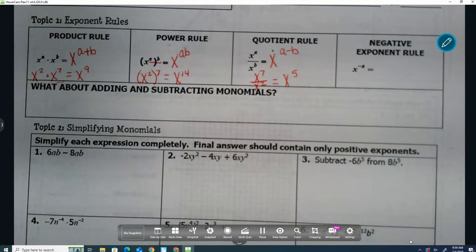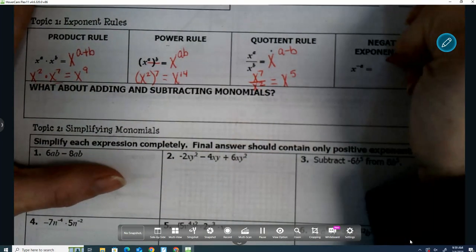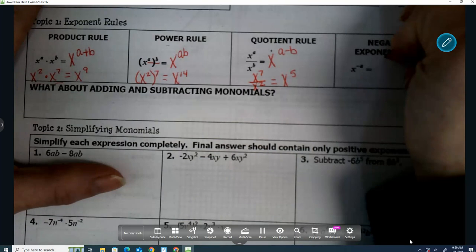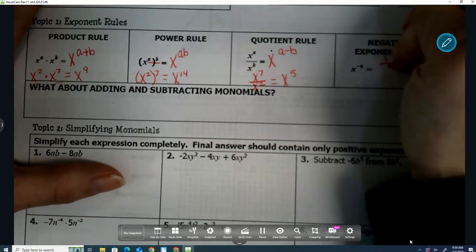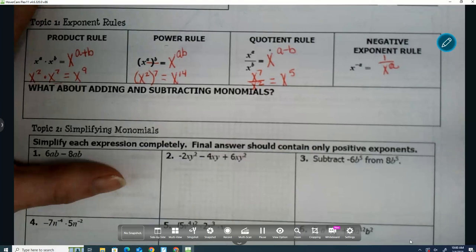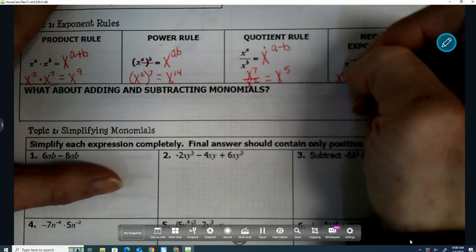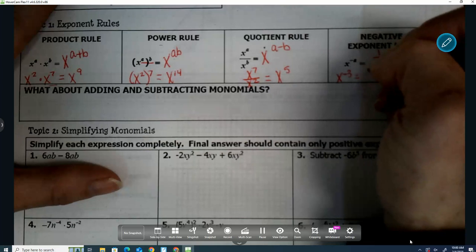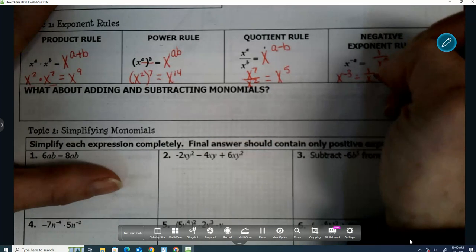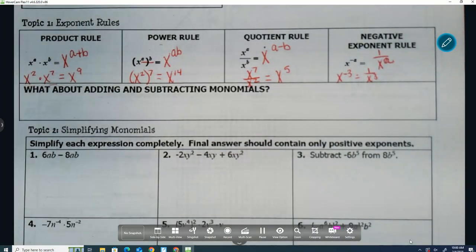And the final exponent rule we had to worry about was when we had a negative. Negatives do what? Right. A negative exponent puts it on the bottom. And once you do that, the power becomes positive. So it's 1 over x to the a. So if I say x to the negative 3, that's 1 over x to the positive 3. Once you flip it, that exponent becomes positive.